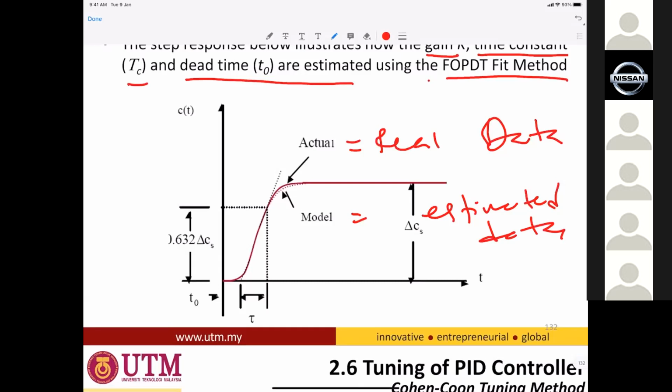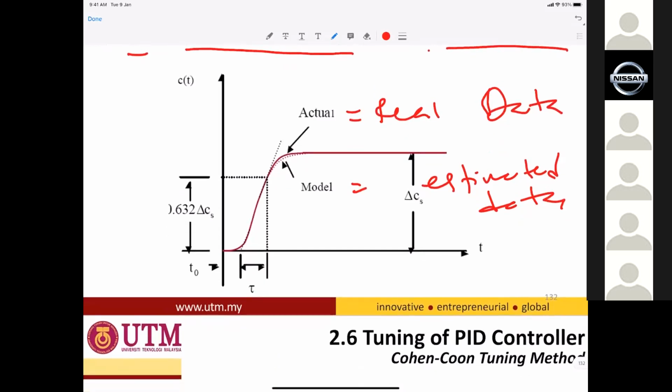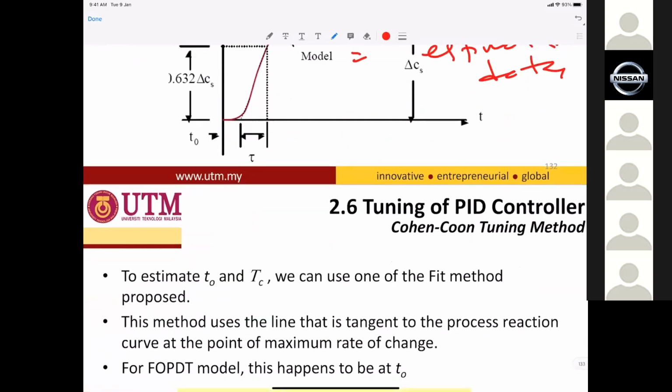But estimated data is just what you call as predicted. Okay, predict, estimate, model. All these are the same word, which represent the model. So I show you there the time delay and the time constant. So this is a time constant, and the time delay is here, in between 0 and when the curve is going up.